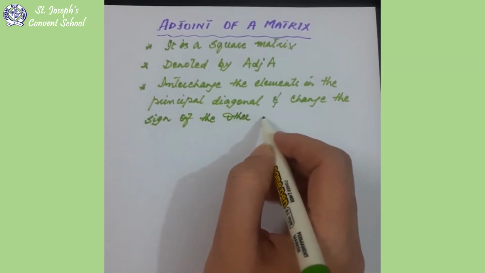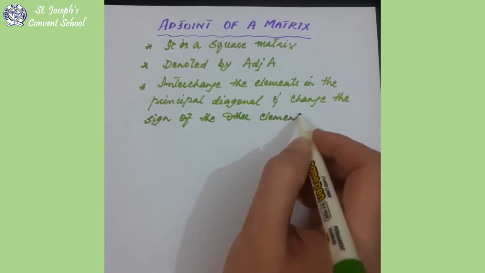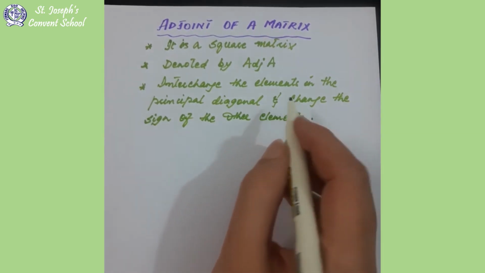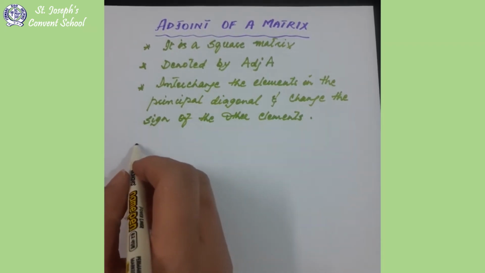So what are other elements? Other elements are second and third. So change the sign of second and third element. Change the sign means if plus sign is given, you will change into minus. If minus is given, change it into plus sign. So how is it written?